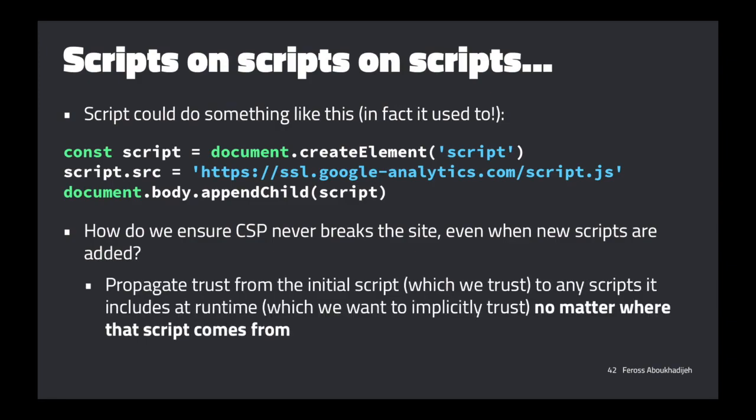What if we propagate trust from the initial script, which we trust, to any scripts that it includes at runtime, which we now want to implicitly trust? And we do that no matter where that script comes from. That seems like it would work, right? We're basically saying we trust Google Analytics. They could put whatever malicious code they want in there, but we know they're not going to do that. We trust them. So why don't we also trust them to load code from wherever they want? Because we already trust them. It doesn't seem too bad to trust them to load code from any place they want, right? So that's the idea. Questions about this?